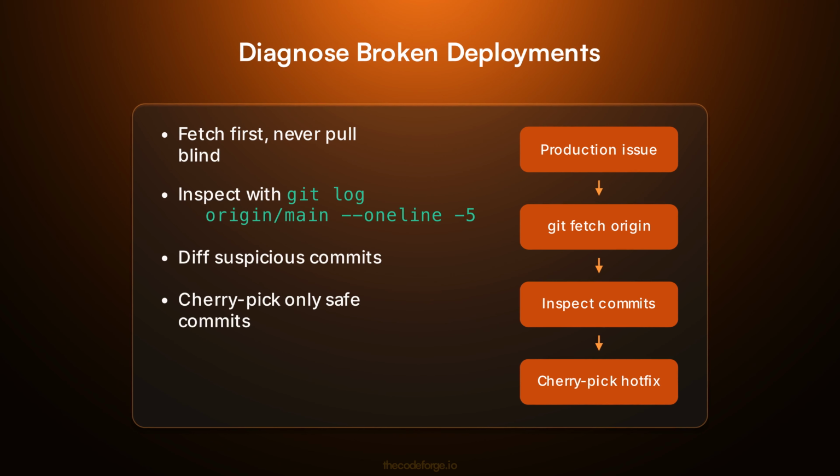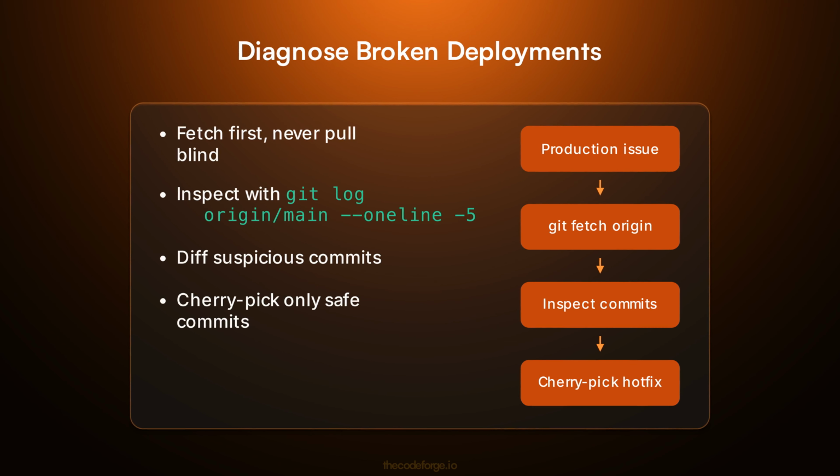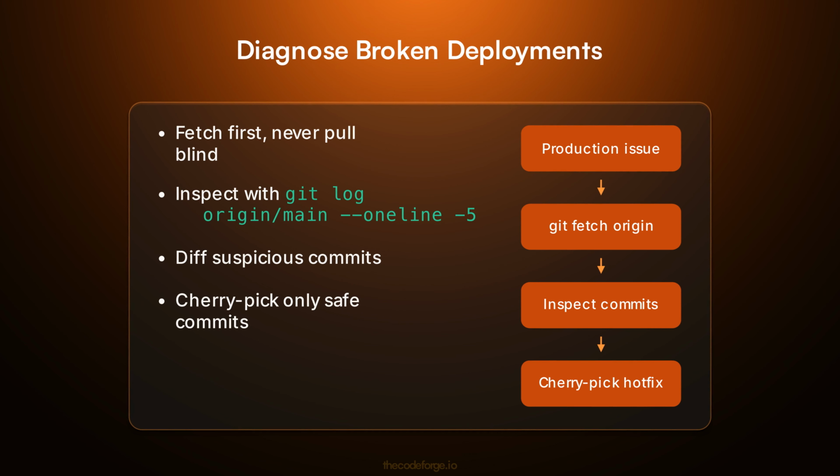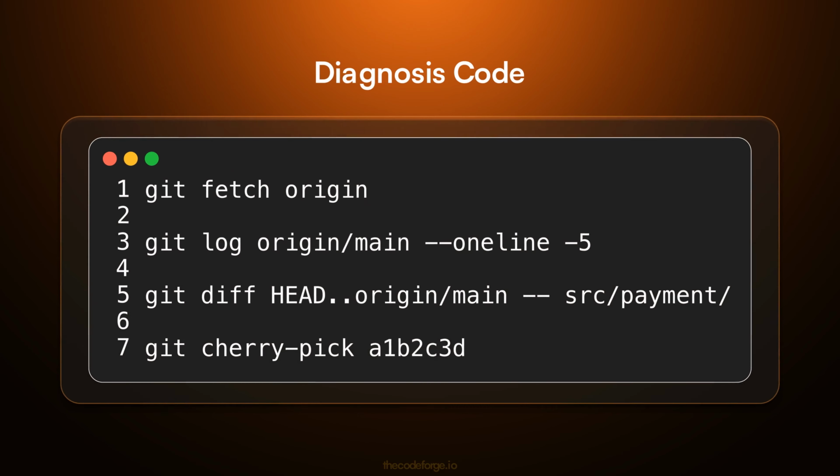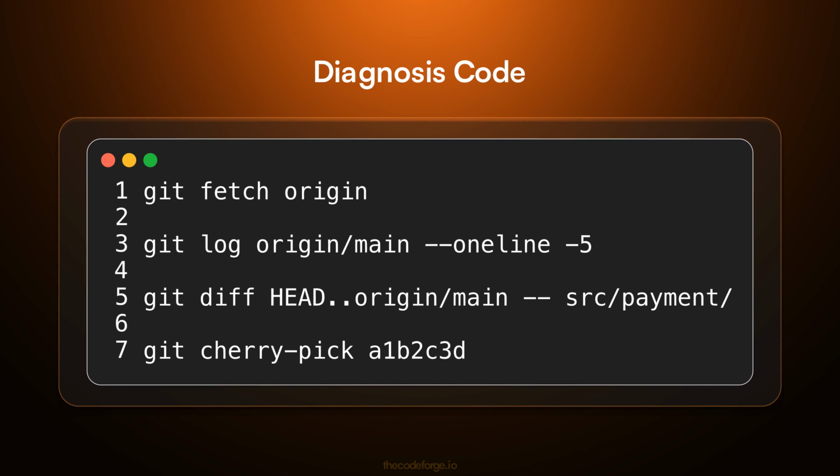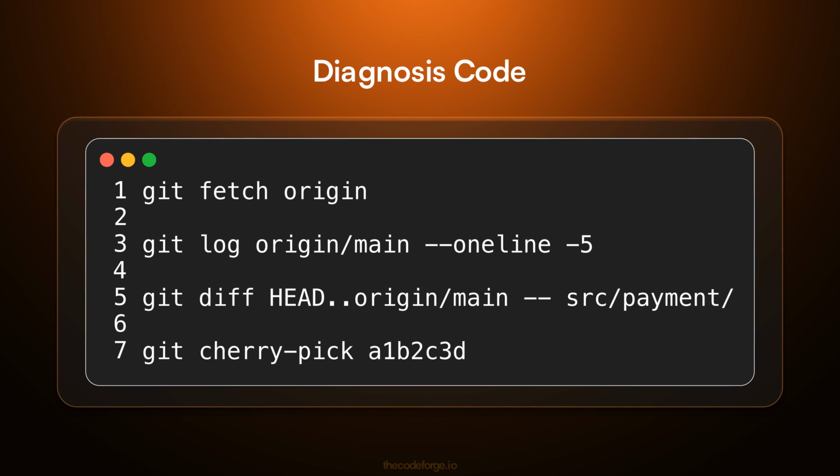When production is down, you don't want to accidentally merge a broken commit. Fetch first to see what's new, inspect the commits, diff the suspicious ones, and cherry-pick only the safe hotfix. Never pull until you've seen the battlefield. Here's the diagnosis workflow. Fetch, then inspect the last 5 commits on origin main. Diff the suspicious commit against your head, then cherry-pick only the safe commit.